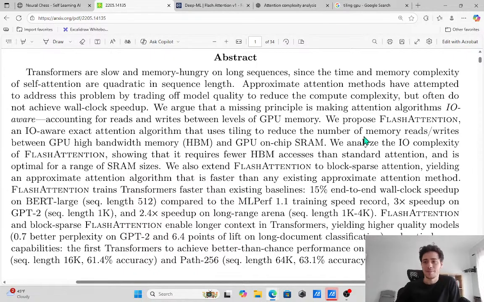Let's see. We analyze the I/O complexity of flash attention. Okay. Probably should look up what, I don't think it's necessary. Whatever, it's making things more efficient. I don't really know what high bandwidth memory is, I don't know how things work, but it's basically saying send things to the GPU, it does computation, and it comes back. It's just making that process a little faster.